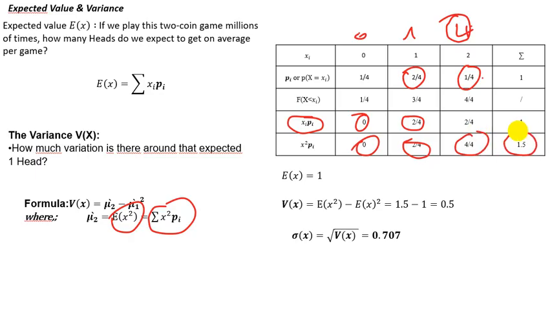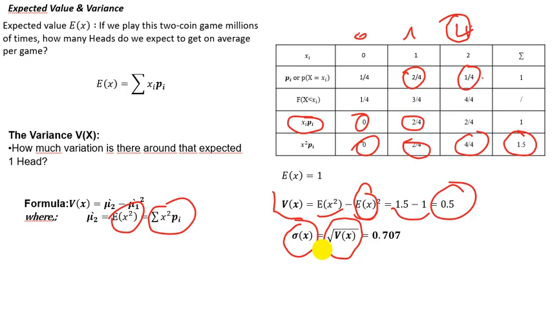The sum is 1.5. So in the end we get our variance V(X) as 1.5 minus 1 squared, because the expected value is 1 and we take its square. So 1.5 minus 1 is 0.5. In the end we can also get the standard deviation, which is simply the square root of the variance, and we get 0.707.